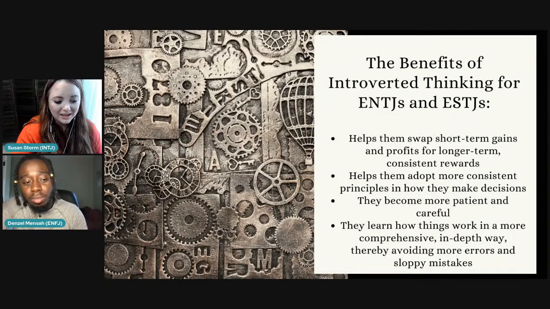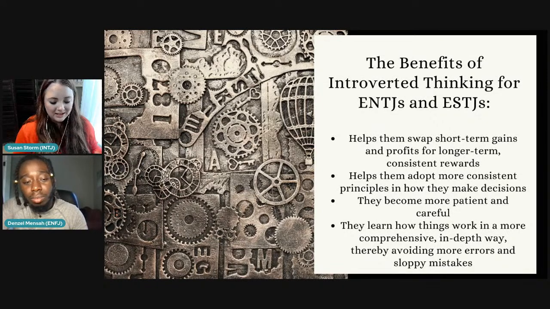So when they integrate introverted thinking, they are more likely to stick with their logical principles, even if it might slow down their processes, or even if it might mean they don't win an argument or don't reach the goal as quickly as they want to. So they become more patient and careful, and they learn how to work in a more comprehensive, in-depth way, thereby avoiding more errors or sloppy mistakes.